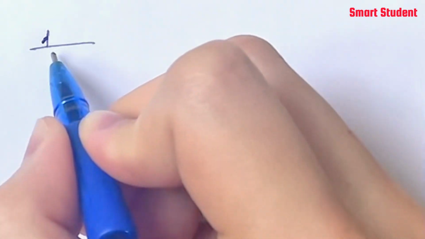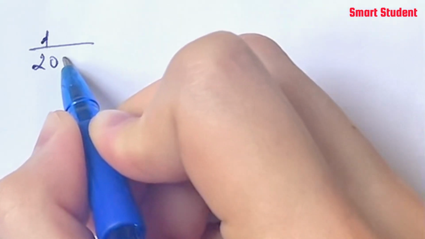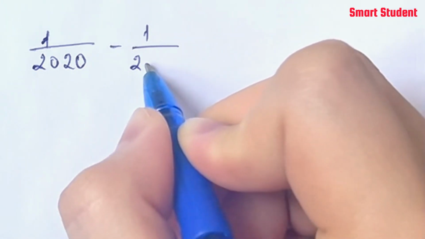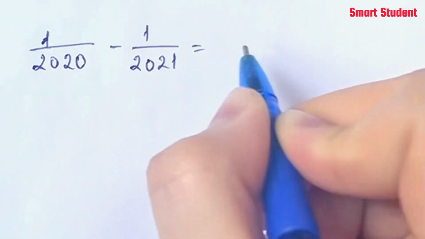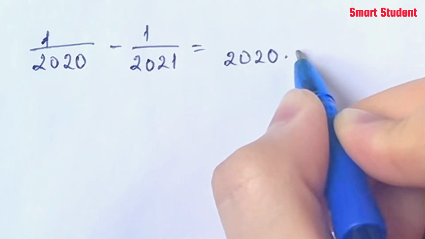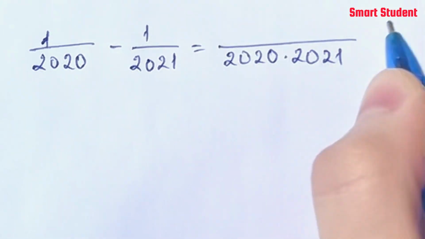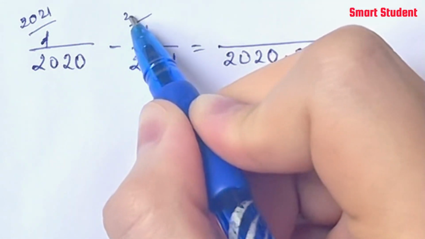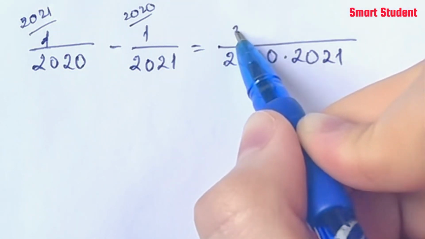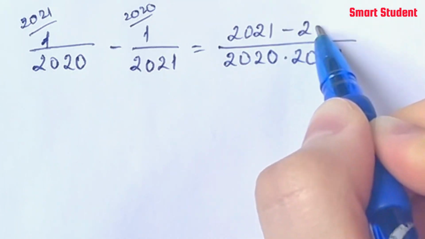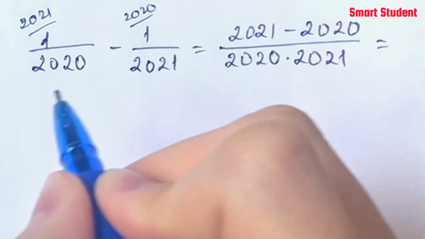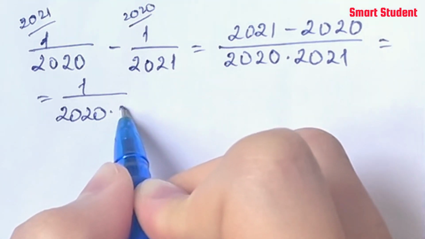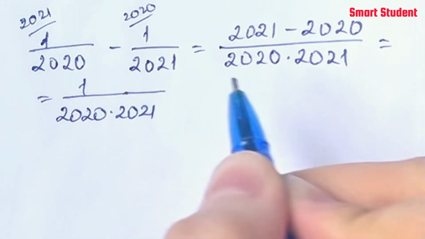Let's take our last fraction, 1 divided by 2020 times 2021. Again, we represent the numbers as the difference of these two fractions. That is 2021 minus 2020 divided by their product. Absolutely the same steps. And we really get what we predicted.